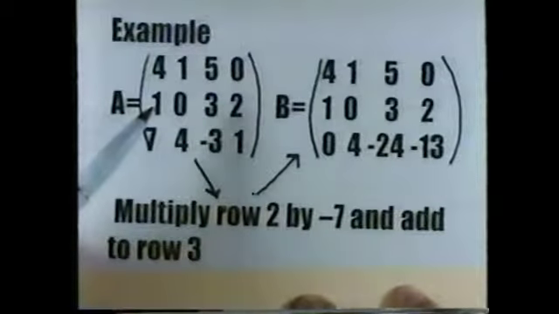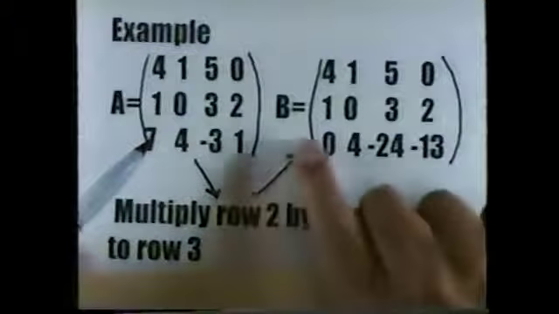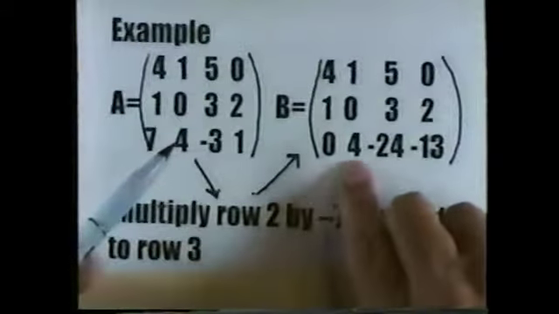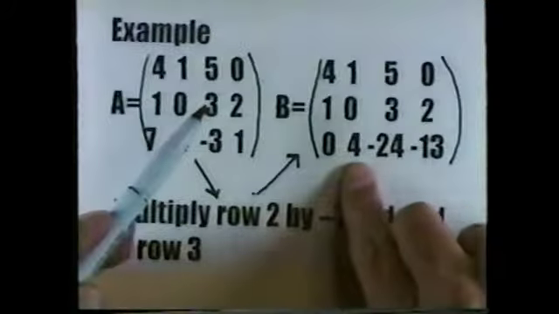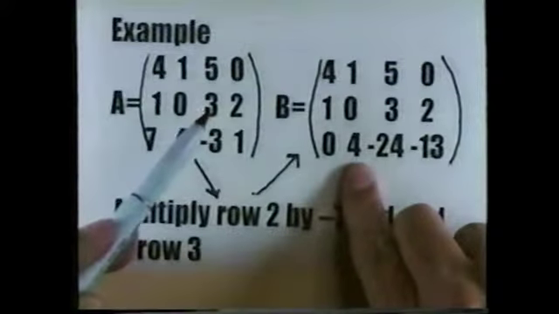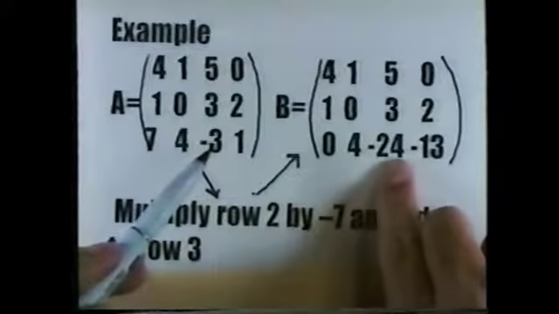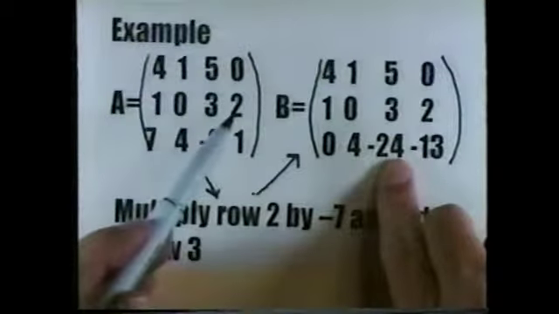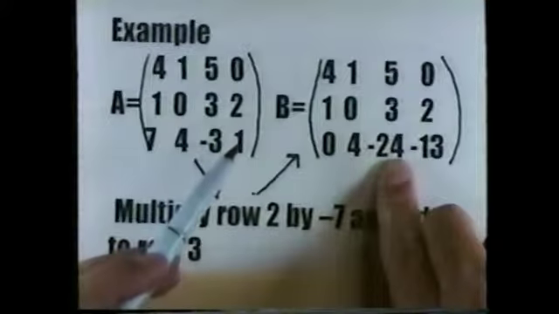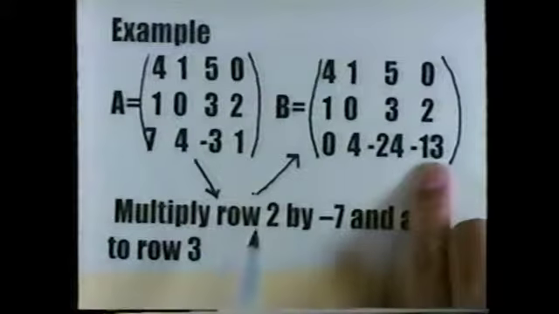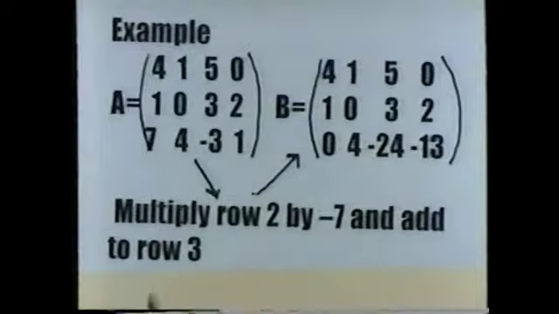Negative 7 times 1 is negative 7, plus 7 is 0. Negative 7 times 0 is 0. 0 plus 4 is 4. Negative 7 times 3 is negative 21. Negative 21 plus negative 3 is negative 24. Negative 7 times 2 is negative 14. Plus 1 is negative 13. So we multiplied row 2 by negative 7 and added to row 3.